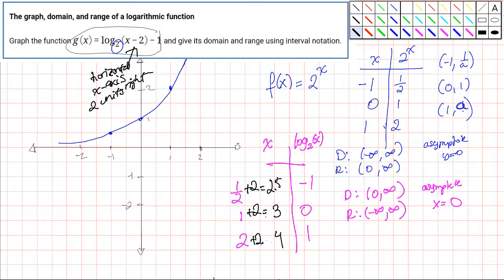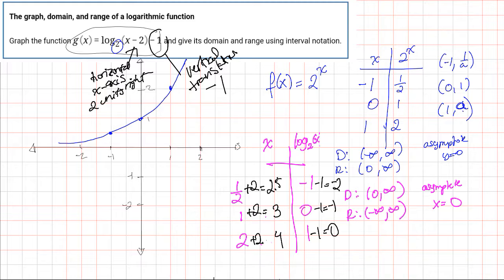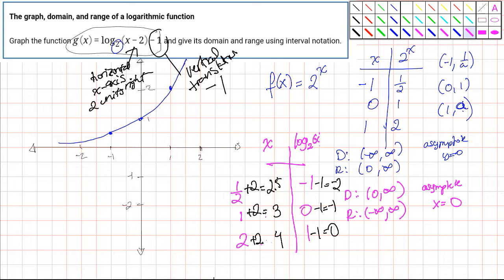Also, what we have to take into consideration next is the minus 1. The minus 1 indicates that we have a vertical translation, and a vertical translation affects our y value. Since it's minus 1, I'm going to move everything 1 unit down. So negative 1 minus 1 is negative 2, 0 minus 1 is negative 1, 1 minus 1 is 0. Now we've taken care of our translations, and we have the points necessary to graph the function log base 2 of x minus 2, minus 1.